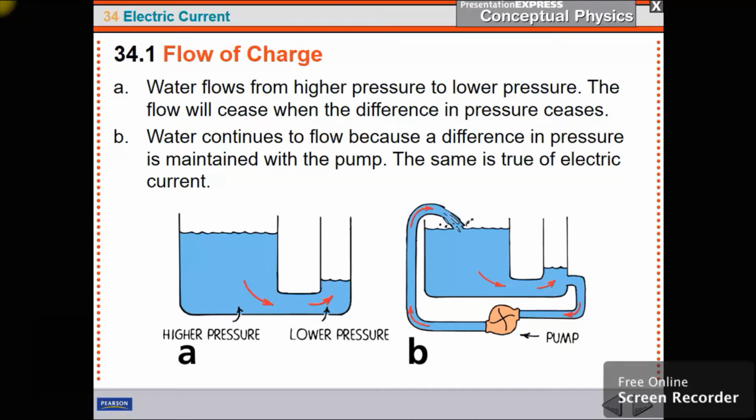Now, if we put a pump in there and we pump the water out of the smaller tub on the right and put it back in the bigger tub on the left, now we can get water to flow continuously. And the difference in pressure from the big tub to the little tub is maintained because of the pump. Does that make sense? Of course it does. And that is how electricity works in a nutshell.